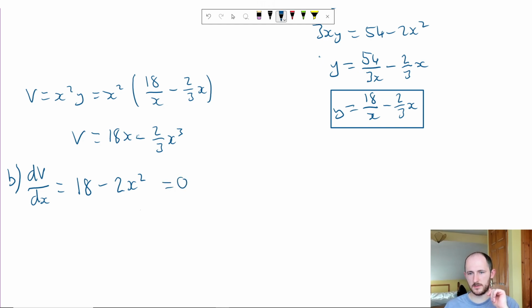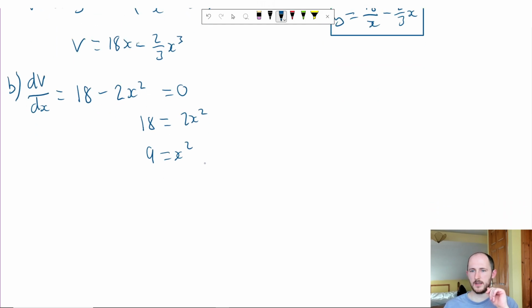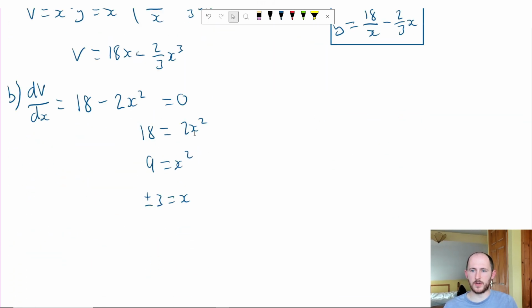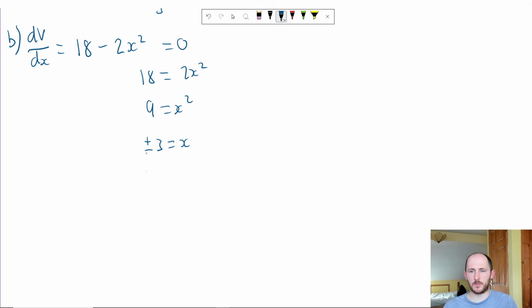Move the 2x squared over. Why are we making it equal to 0? We are making it equal to 0 because a maximum or minimum value is a turning point or a stationary point. That only happens when the gradient equals 0. Divide both sides by 2. Now technically, if I square root both sides, I get plus or minus 3. So which one is it going to be? Well, x is a length, which means it cannot be negative. So I'm going to take x equals 3.